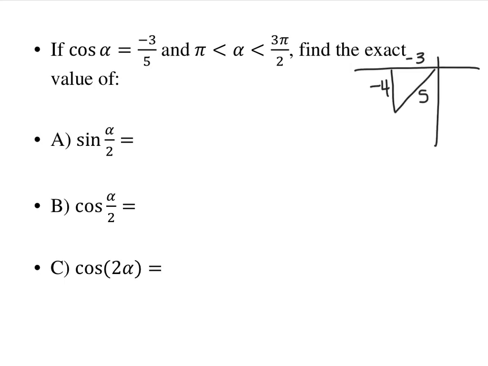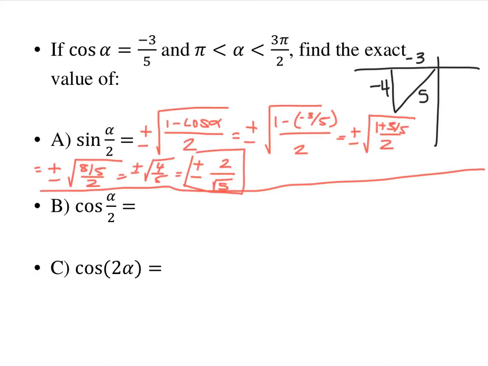So now we have our triangle in the third quadrant. It's a 3, 4, 5 right triangle. So we can use this triangle to solve for any other trig function that might be needed. So let's start with part A, the sine of alpha over 2. Go ahead and pause the video and use the half angle formula for sine to evaluate this expression.